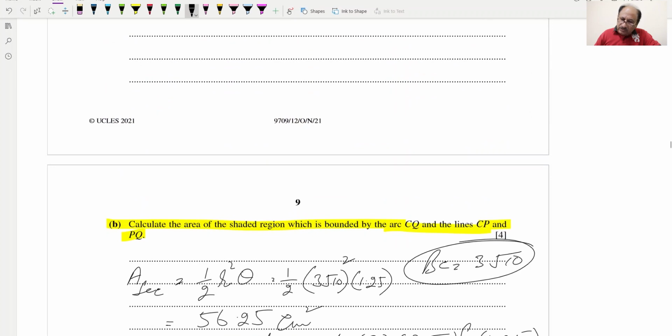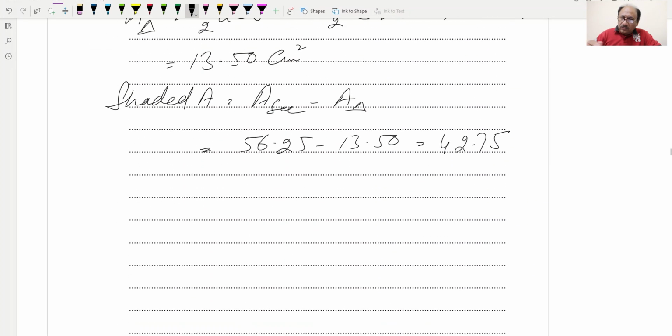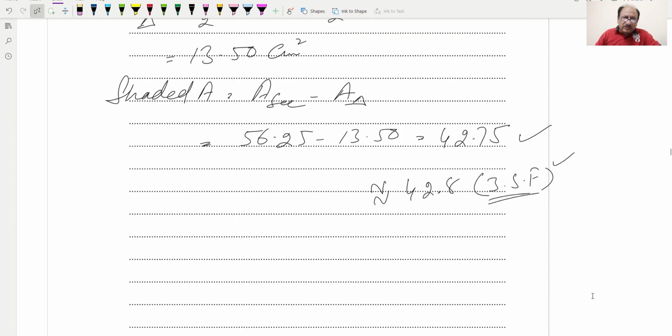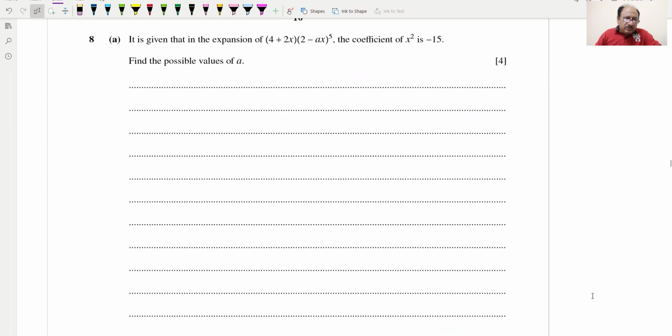And they are saying area of the shaded region. So this one can be the answer, or we can write 42.8. That will be three significant figures, and this can be the answer or this can be the answer. Now we can move to question number 8.